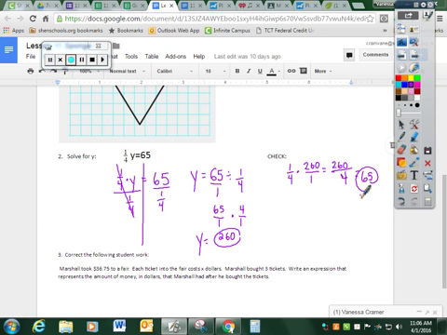Okay, last one. Marshall took $36.75 to a fair. Each ticket into the fair costs X dollars. Marshall bought 3 tickets. Write an expression that represents the amount of money in dollars that Marshall had after he bought the tickets. So Marshall started with $36.75 when he walked into the fair. From that, he has to subtract the amount that he spent on the tickets. He bought 3 tickets at X dollars. So the expression is $36.75 minus 3X. Now I want to make sure here too that you circle the word expression. Remember, that means that you cannot have an equal sign.